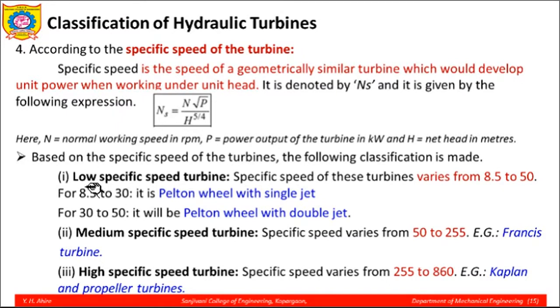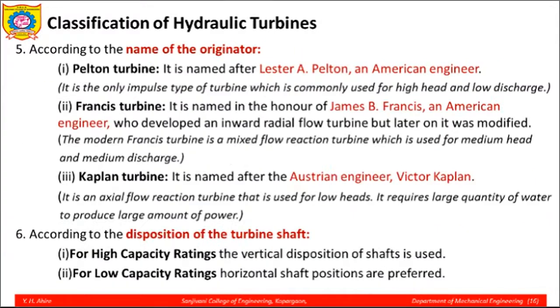So based on it, we have low specific speed turbine, medium specific speed turbine, and high specific speed turbine. Low specific speed has specific speeds in the range of 8.5 to 50. Medium specific speed is the range 50 to 255. High specific speed ranges are 255 to 860. Okay. An example of a low specific speed turbine is the Pelton wheel. For medium specific speed, the example is the Francis turbine. For high specific speed, examples are Kaplan and propeller turbines.